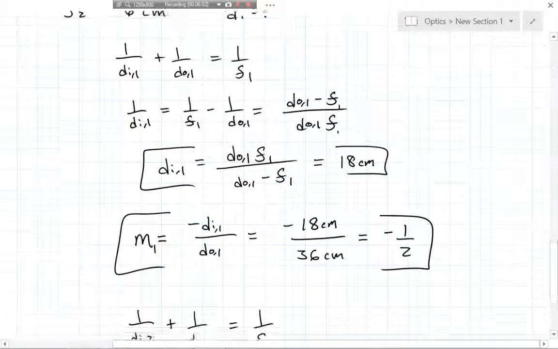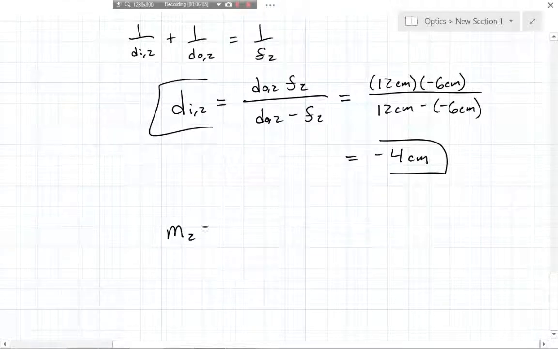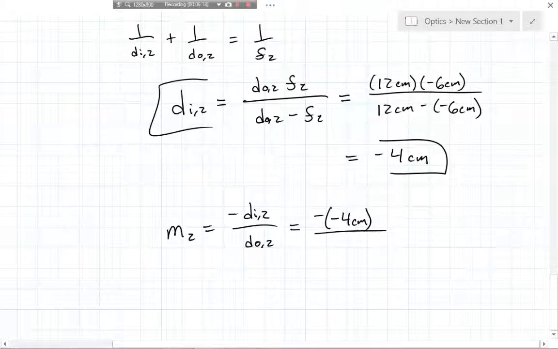And finally, to find the magnification, the magnification caused by the second lens is equal to minus di2 divided by do2. di2 was -4 centimeters, so we have minus -4 centimeters divided by do2, and do2 was 12 centimeters. So we see this is equal to 1/3.